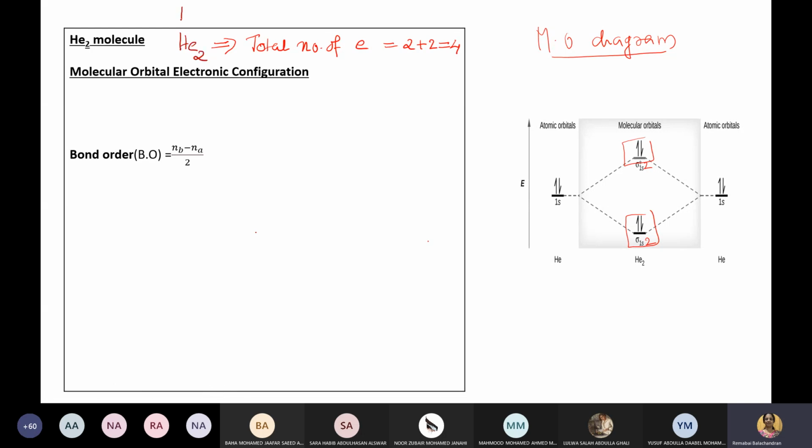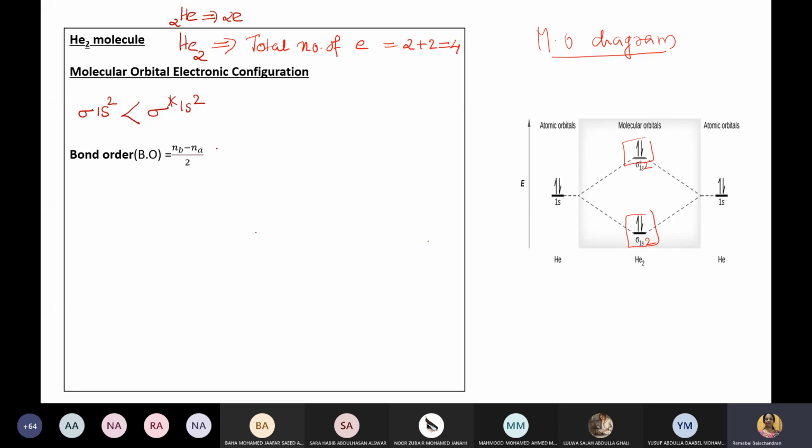See, He atomic number is 2. So that means helium has 2 electrons. He2 has how many electrons? 2 plus 2, 4. Now you understood? So now what's the configuration? Sigma 1s2, because it's lowest energy, then sigma star 1s2. Bonding has less energy, anti-bonding more energy.